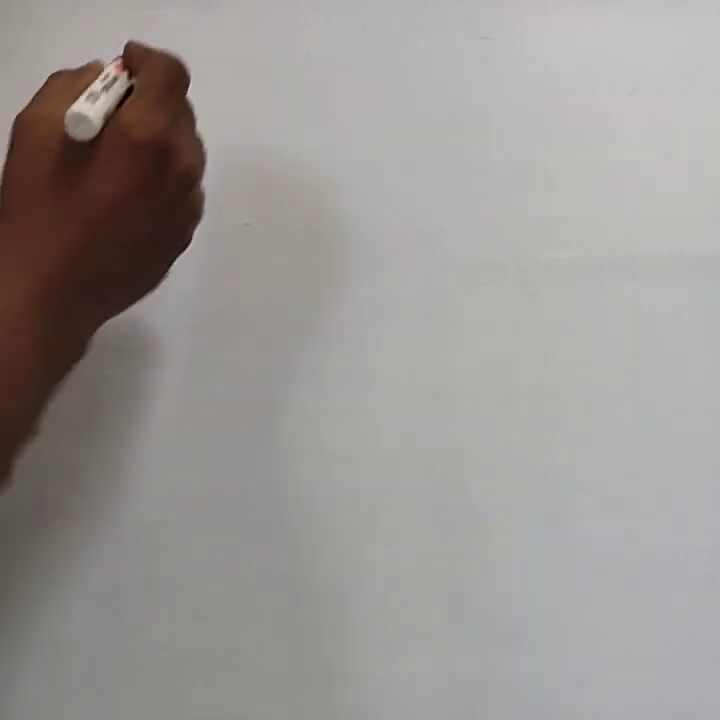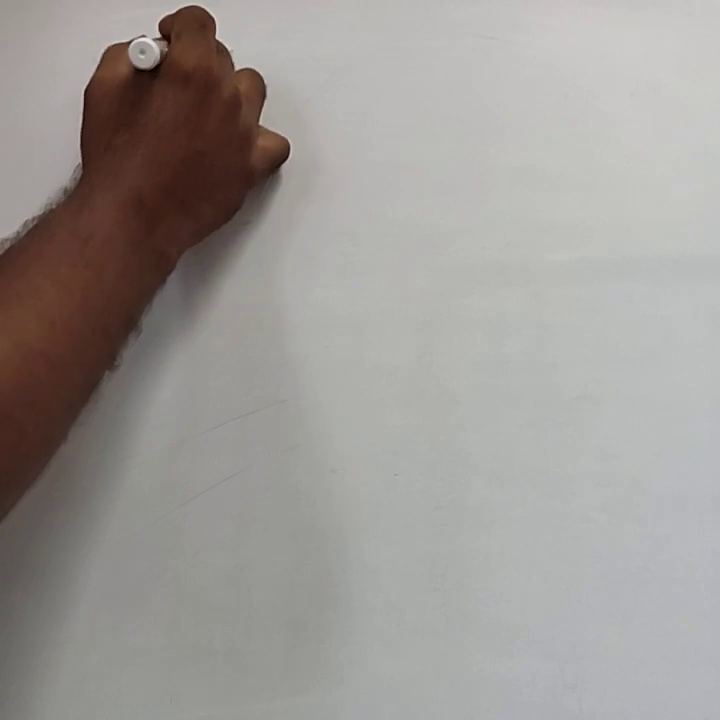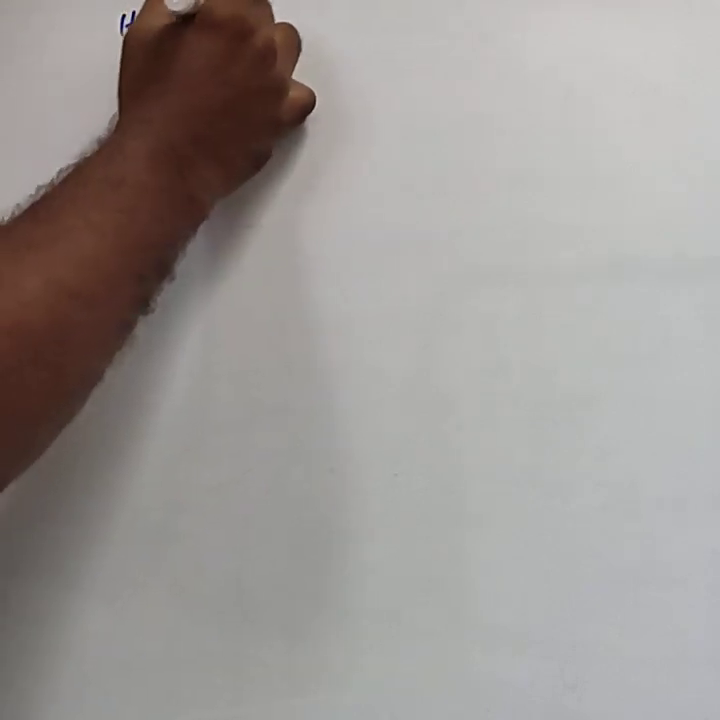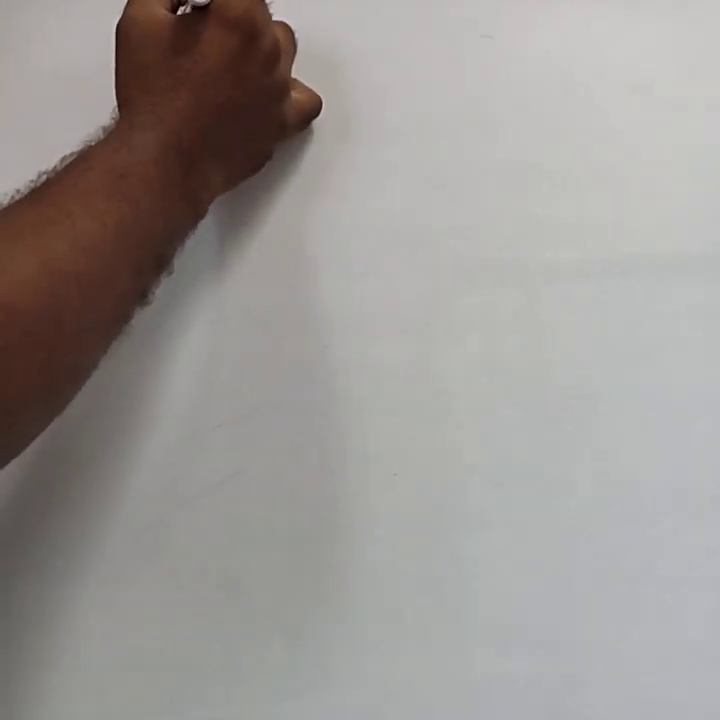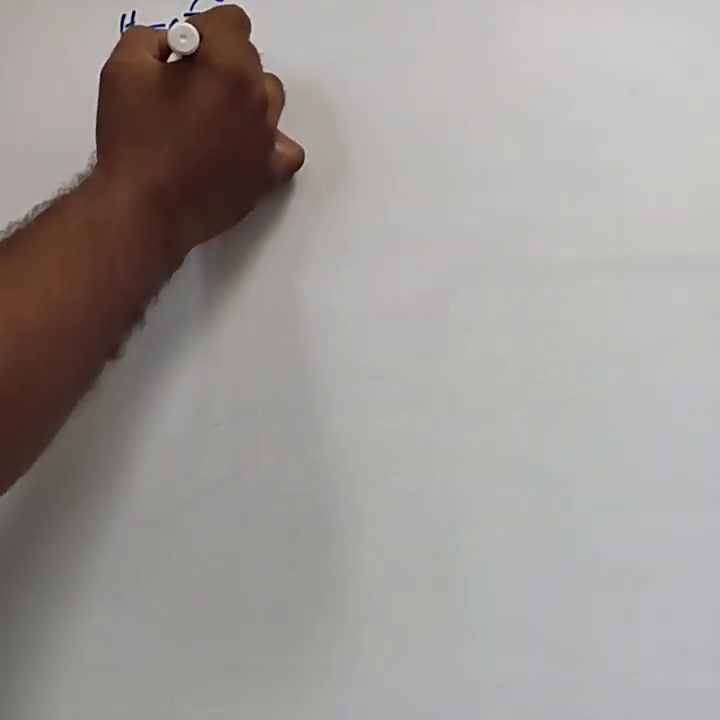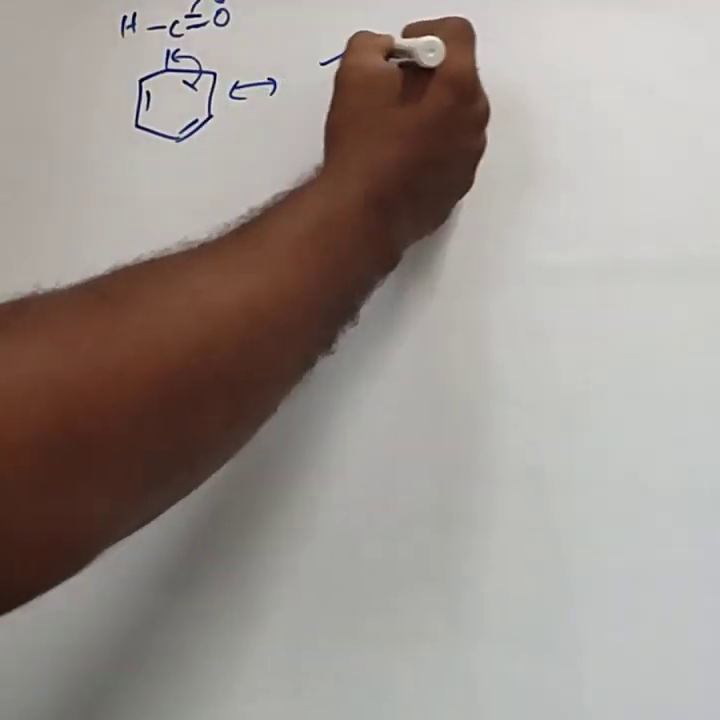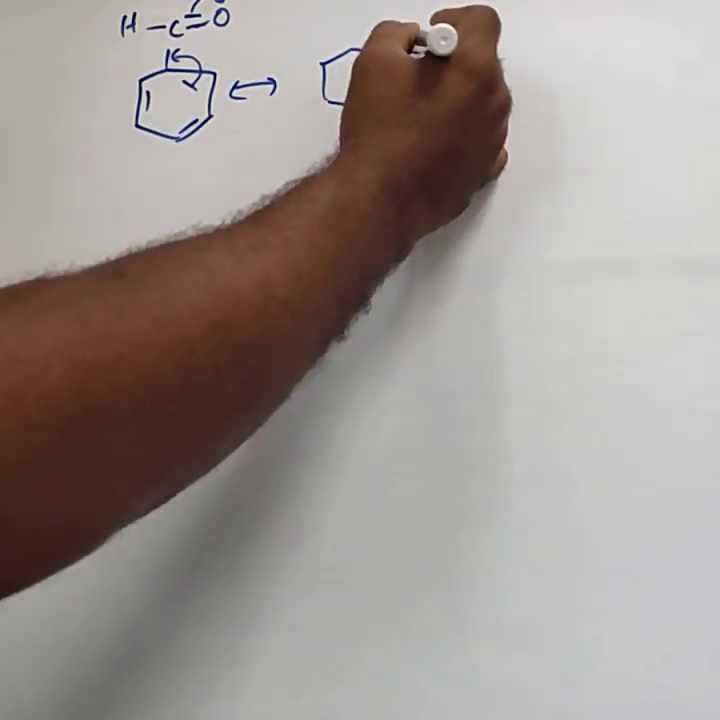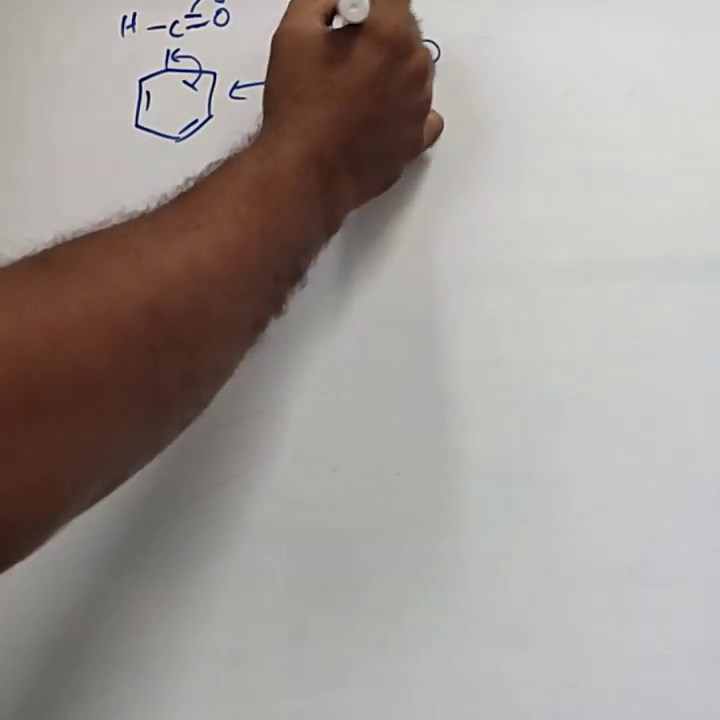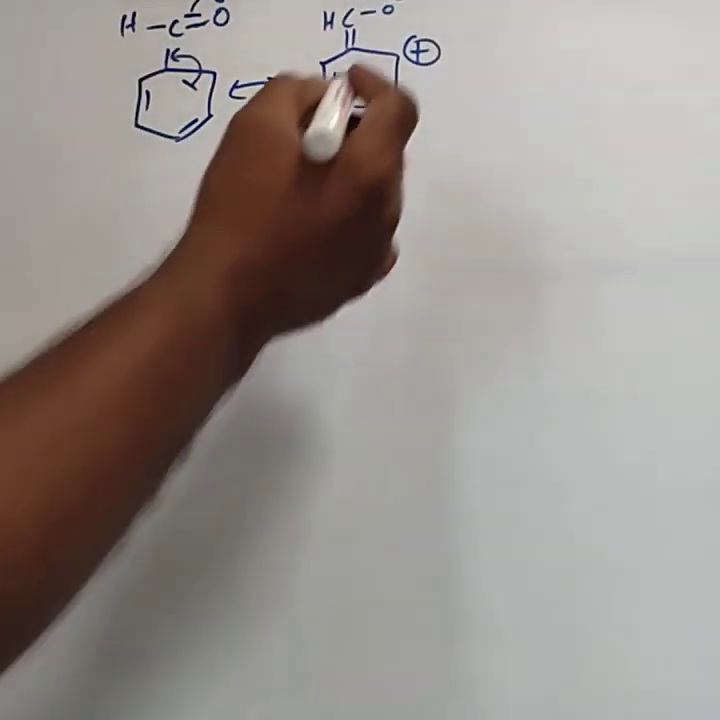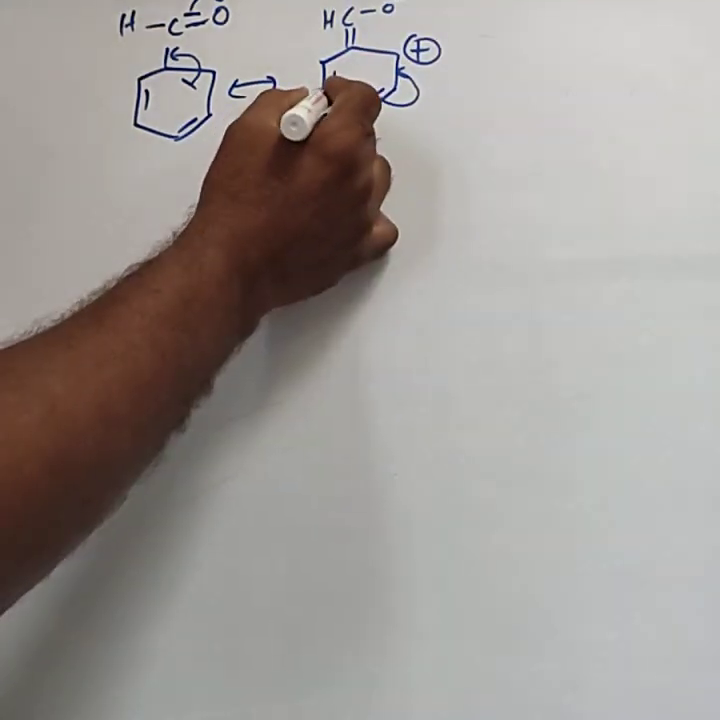In electrophilic substitution reactions, in our syllabus, they consider benzaldehyde. Benzaldehyde, C6H5CHO. This CHO group is electron withdrawing. Hence it accepts the electron, and the pi electron moves towards the carbonyl carbon atom. Then in the resonance structure, a positive charge develops on the ring, with double bond C=O minus H. To satisfy this, the double bond shifts to this position.